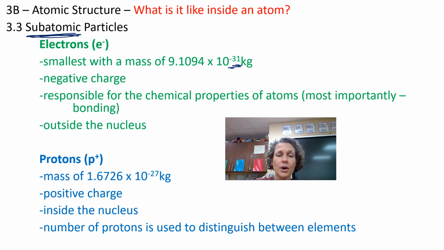Then we have the proton. Notice, it's still really small, but it's bigger than the electron, 1.6726 times 10 to the negative 27th kilogram. So that'd be 26 zeros in front of that 1. So it's super tiny, but still quite a bit bigger than the electron. Has a positive charge. It's inside the nucleus. And then the number of protons: if you know how many protons an atom has, then you know what element it is. And we'll talk about that in just a second.